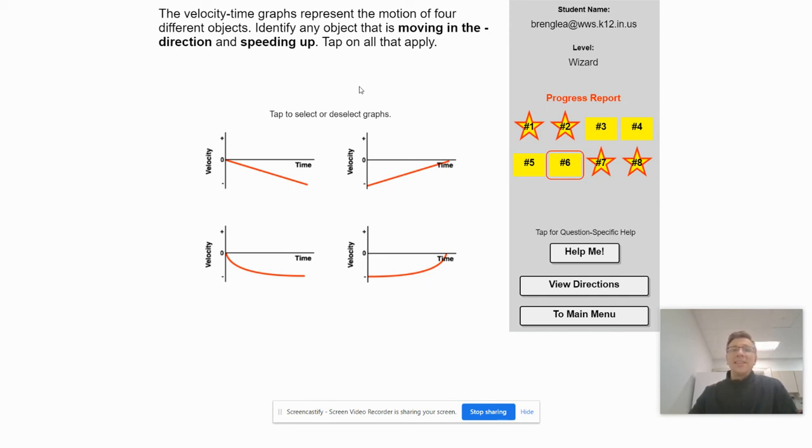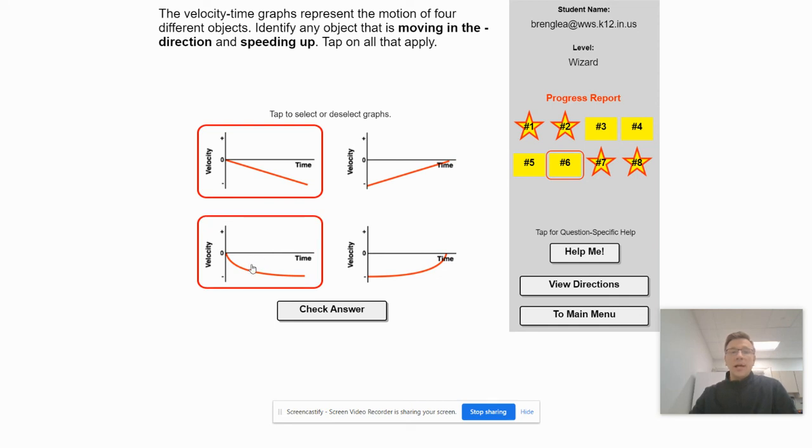Identify any object that's moving in the negative direction and speeding up. Okay, so all 4 of these objects are moving in the negative direction. We have to identify the ones that are speeding up. This top left one here starts at 0 meters per second, and it does increase its velocity. It's going down along the y-axis, so this number is getting larger here. So this one is speeding up. You can say the same thing about the bottom left one. It starts at 0 meters per second, and the number gets larger. Now, the 2 on the right side are both slowing down because they start at some non-zero number and then they end at 0 meters per second. So these 2 objects must be slowing down.